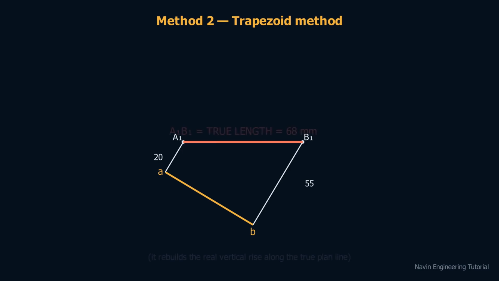Why does it work? The perpendiculars restore the exact heights the top view had flattened away, so the closing edge is the genuine slant length, 68 millimeters, matching the rotation method exactly.